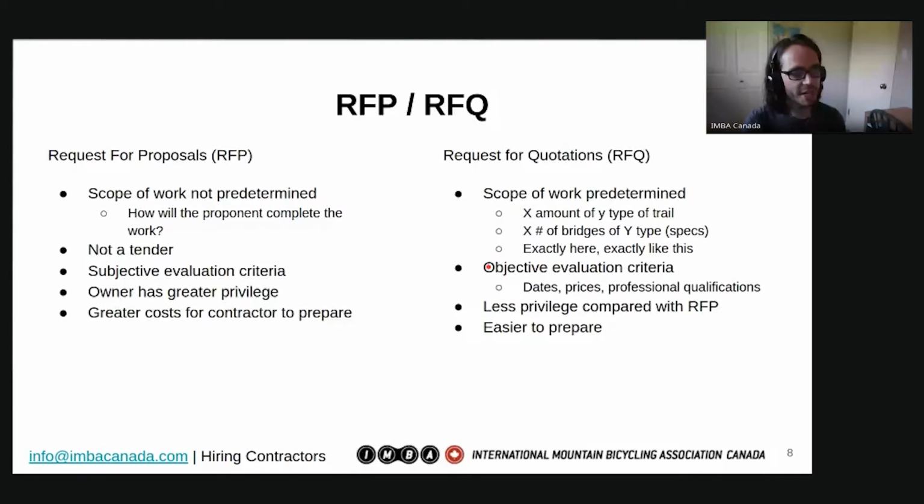We're finding that this has an objective evaluation criteria. So we're evaluating here based on dates, prices, and professional qualifications, basically meeting mandatory minimums, and then from there, it's price and date performance usually. There's less privilege, so we have less opportunity to negotiate or make changes, but it's easier to prepare. It's a lot easier for the contractor to come up with a quick idea of what it would cost for them to do it, and then the winner is chosen typically based on cost, but it can be by other things as well.